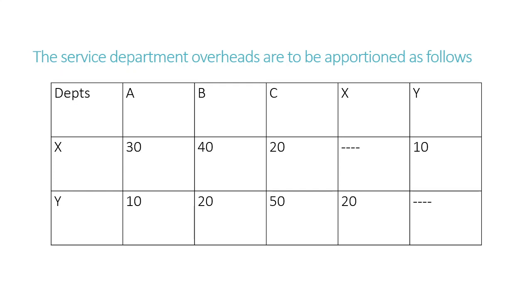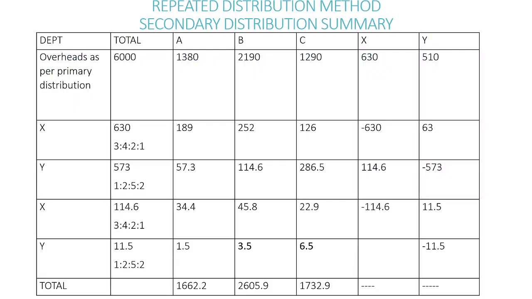The service department overheads are to be apportioned as follows. X department overheads should be distributed to A department 30, B department 40, C department 20 and Y department 10. Y department overheads should be distributed to A department 10, B department 20, C department 50 and X department 20. So in case of X department, the ratio is 3:4:2:1. In case of Y department, the ratio is 1:2:5:2.